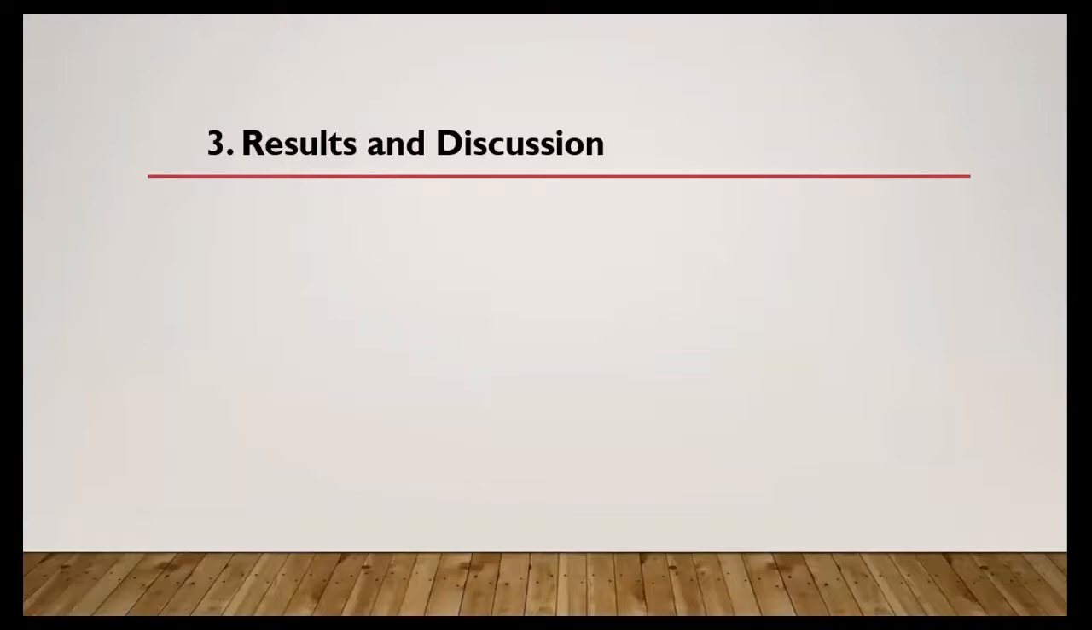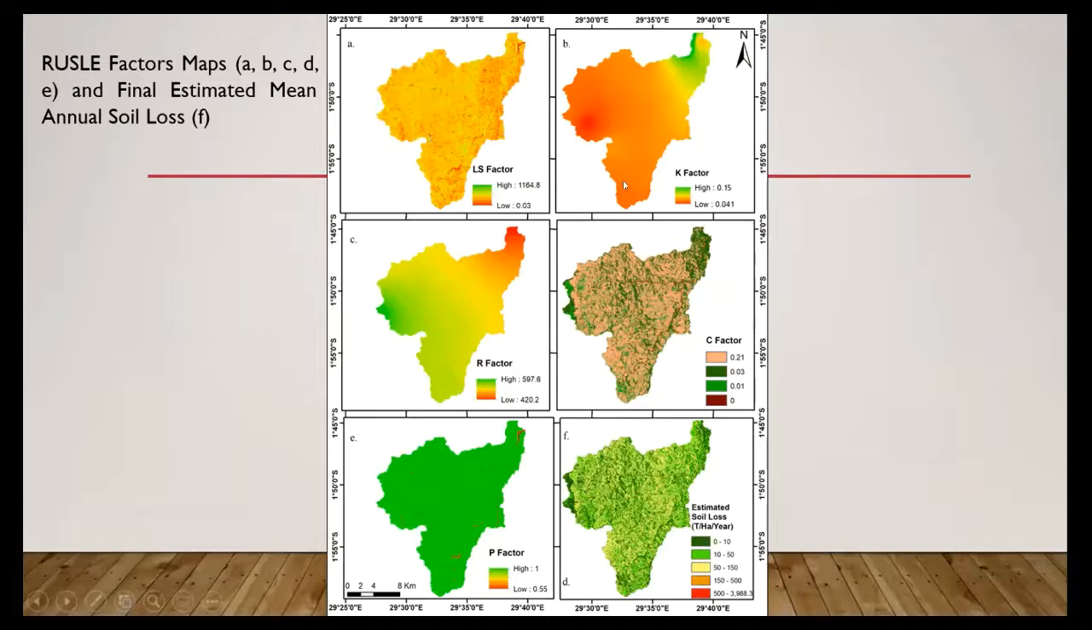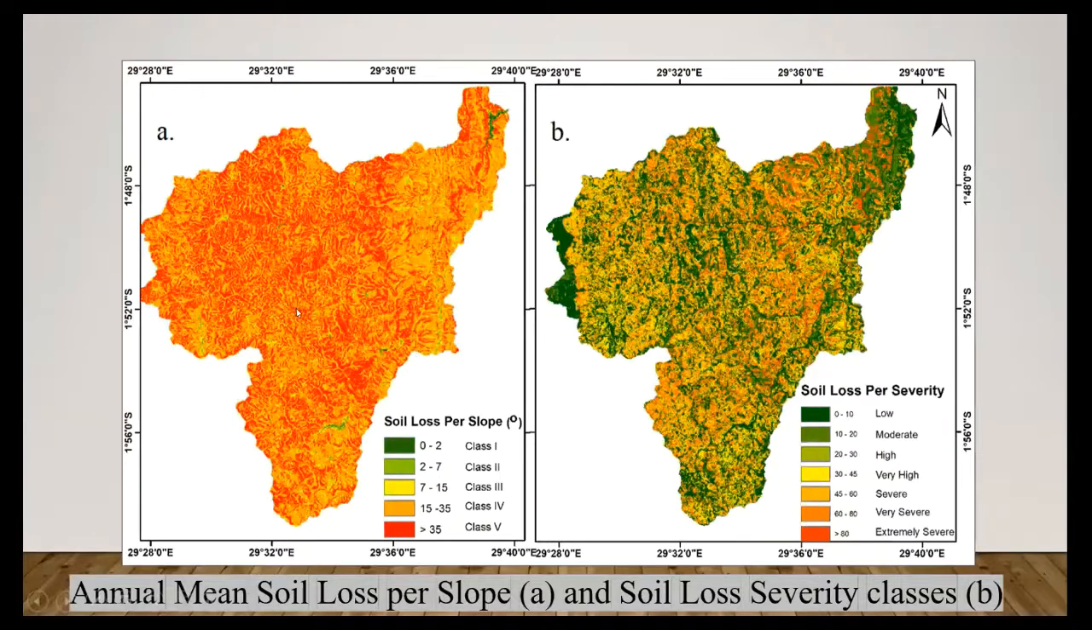So as a result, we have produced the five factors which are required to run the Russell model. And down here, this is the estimated soil loss as the product of the five factors. On these two maps, the first one, which is red colored, shows the soil loss per slope, but the other one shows the soil loss severity classes.